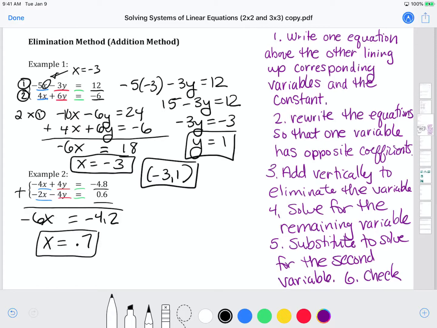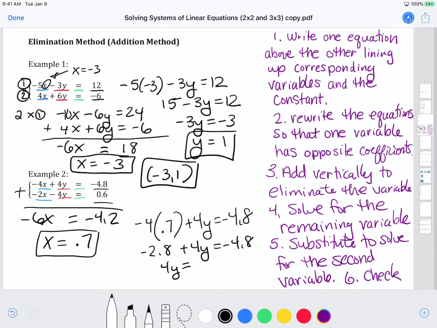For step 5, now I have to go back and substitute in to find the second variable. So I'm going to plug 0.7 into one of these equations. I'll just use the first equation, but it doesn't really matter. So I'm going to have -4, and then I'm going to plug in 0.7 plus 4 times y is equal to -4.8. So this gives me a -2.8 plus 4y is equal to -4.8. I'm going to add 2.8 to both sides. When I do that, I get a 7.6.